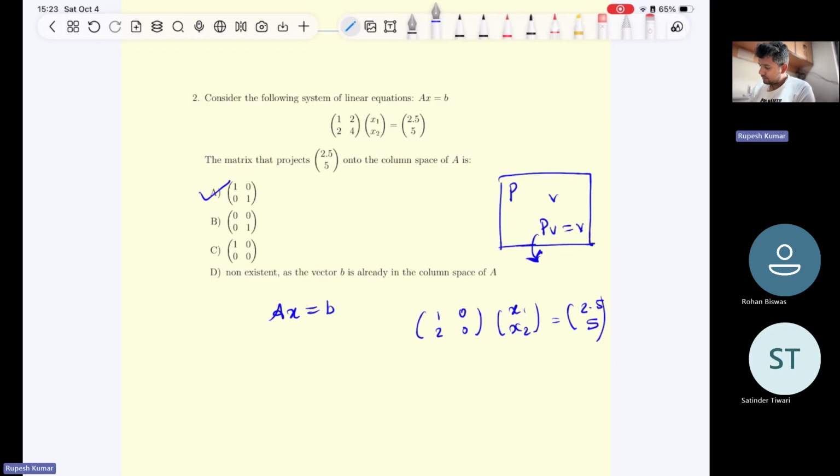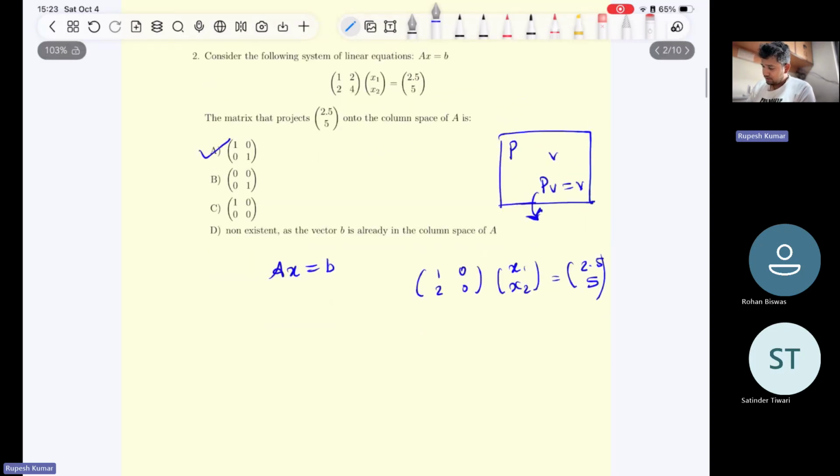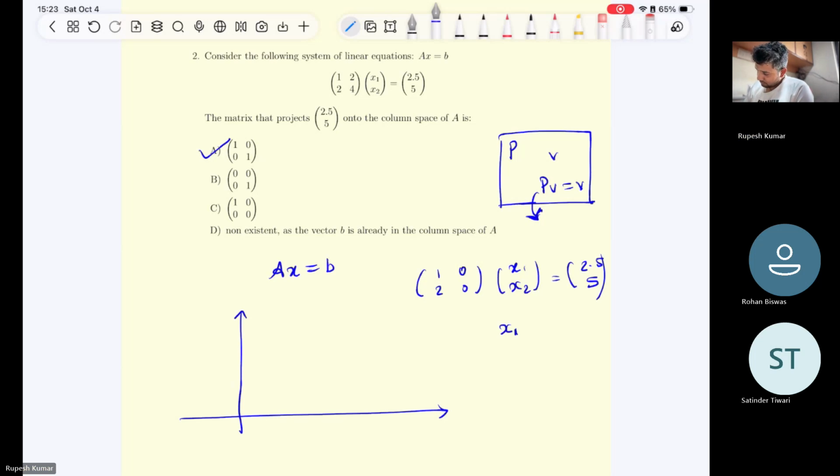So let's consider this problem statement. Let's say this is your 2D space. Now you have this space, the column space of A, which is given as x1, 2x1, which is essentially k times (1, 2). So it is essentially a vector that goes along this line. All the vectors along this line will be in the column space of matrix A.